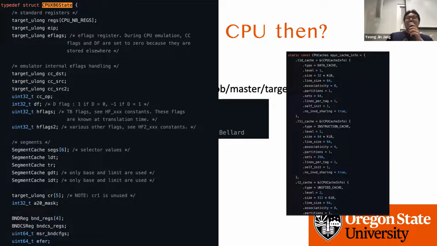And also, do you guys know the exact difference between simulation and emulation?